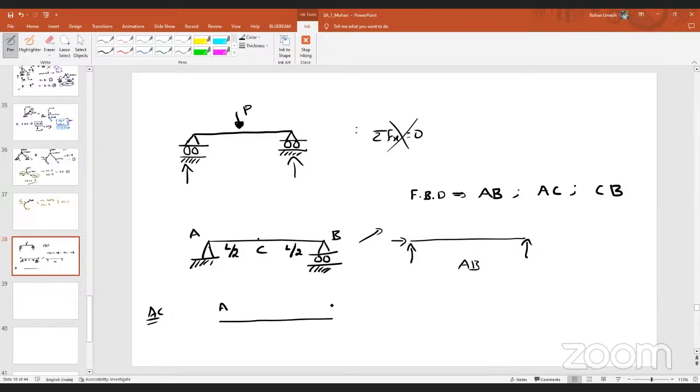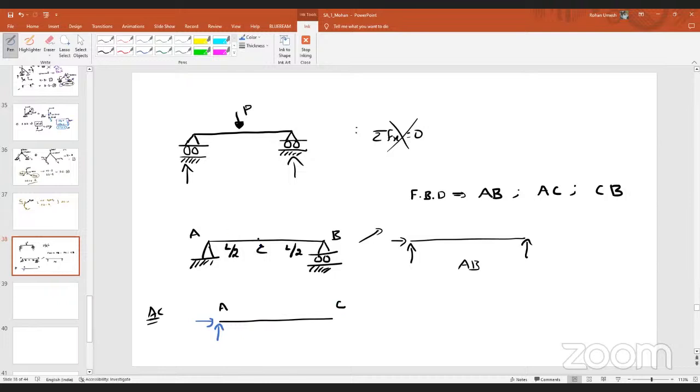And this is the point A and this is the point C. Now tell me, how many reactions should I consider at A? 2 only, sir. As I have not considered a support, I can say here upward. How many should I consider at C? 3.